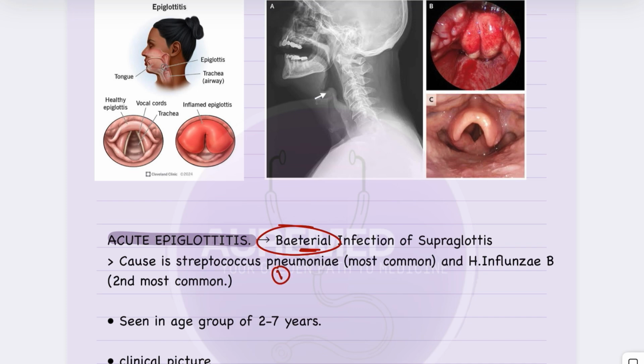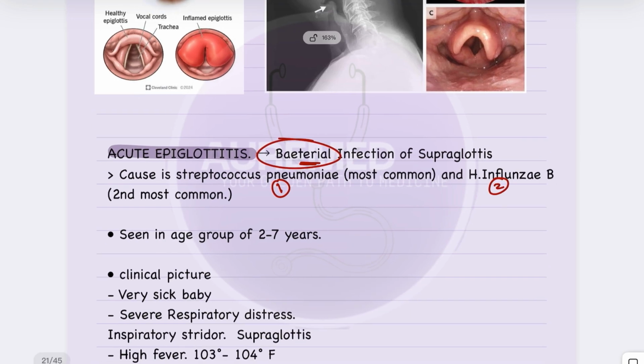The first one is Streptococcus pneumoniae, and the second one is H. influenzae. So if you get a question in which you have both the options, just choose the first one as Streptococcus pneumoniae, and then you can go for H. influenzae. If you have just H. influenzae, just choose H. influenzae. If you have just Streptococcus, choose just Streptococcus.